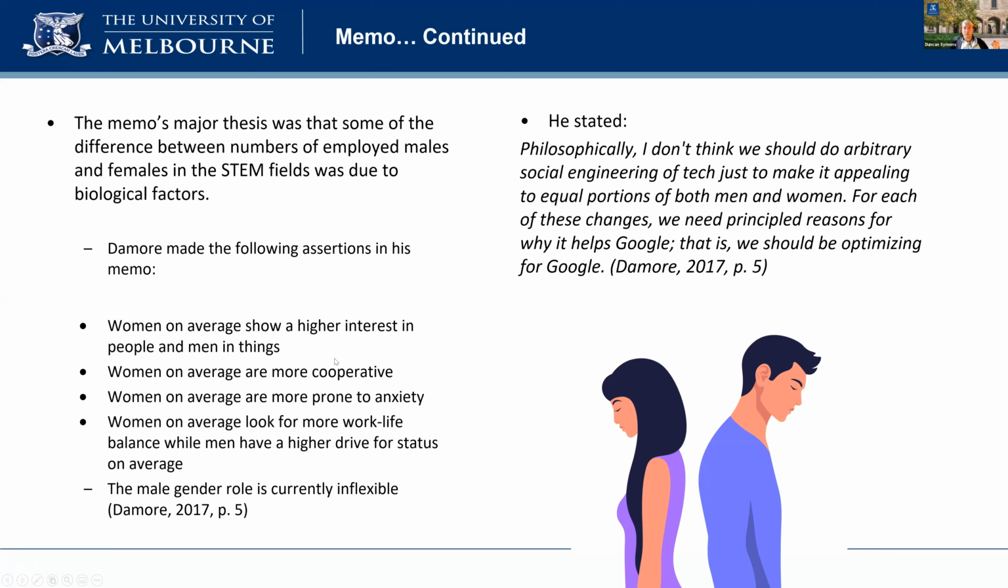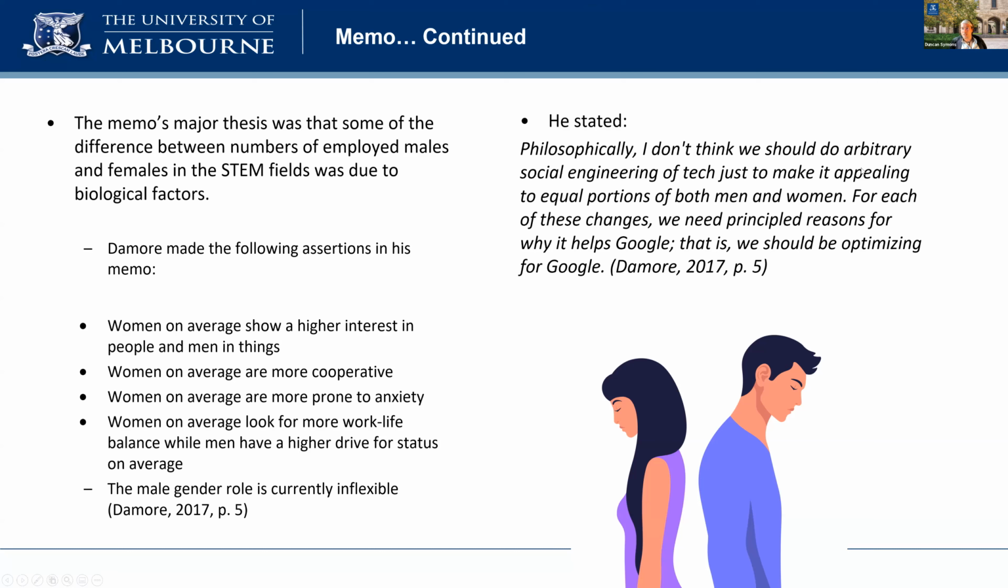So I guess the main ideas he was proposing, which I don't necessarily agree with, in the memo were that women on average show a higher interest in people and men in things. Women on average are more cooperative. Women on average are more prone to anxiety. Women on average look for more work-life balance, while men have a higher drive for status on average. And the male gender role is currently inflexible.